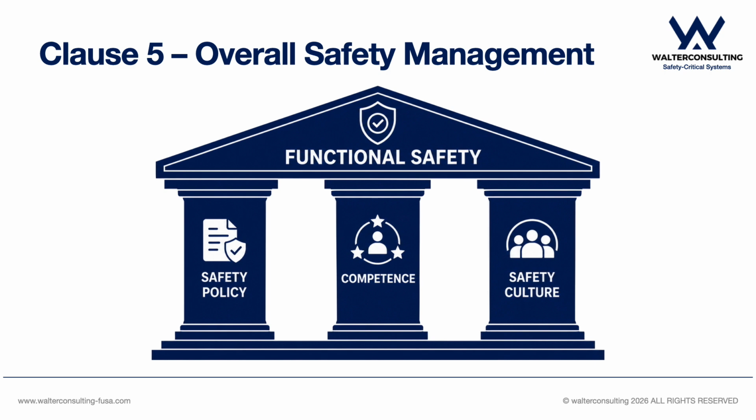Clause 5 focuses on overall safety management. This section operates primarily at the organizational level. Before projects begin, organizations must establish the environment needed to support functional safety. This includes defining responsibilities, establishing safety-related policies, managing competence, and creating a culture that supports safety activities. The goal is to ensure that future projects can operate within a stable and effective safety framework. Without this foundation, project-level safety activities become much more difficult to execute successfully.